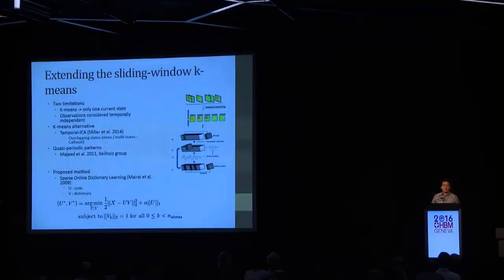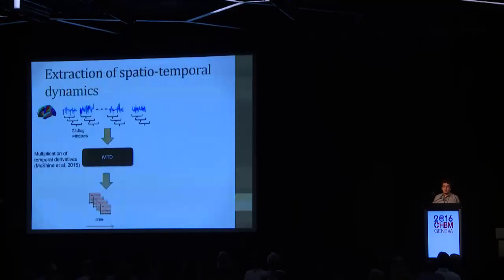So the proposed method will use sparse online dictionary learning, which is a matrix decomposition method with few assumptions, and is basically trying to learn a basis on which you can decompose the data with sparsity constraints. And we're using this method on sequences of sliding windows, of covariance windows. So I'm going to describe this method graphically in the two following slides.